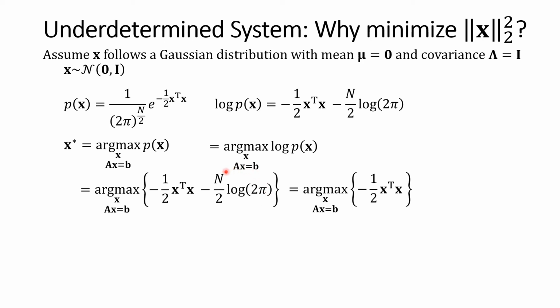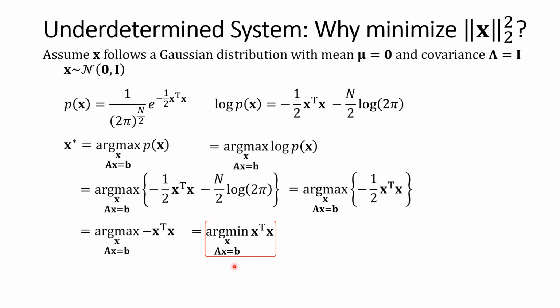We can ignore this constant term. It doesn't contain x, so we are left with argmax over x of negative half x transpose x subject to Ax equals b. Now we can drop the half here, and so argmax of negative x transpose x, and we can again drop the negative, and the max becomes a min, so we are left with argmin of x transpose x subject to Ax equals b. So this is what drove us to minimize x transpose x.